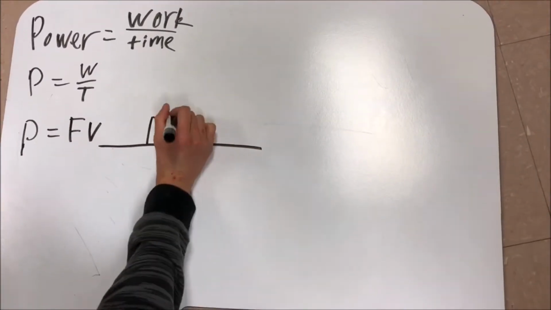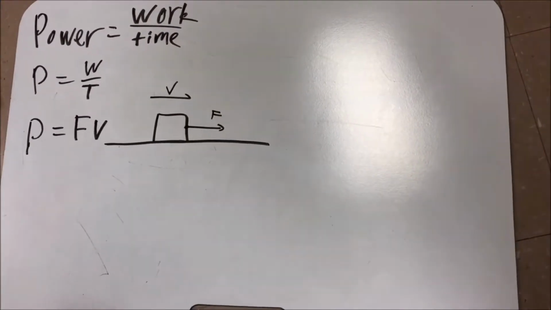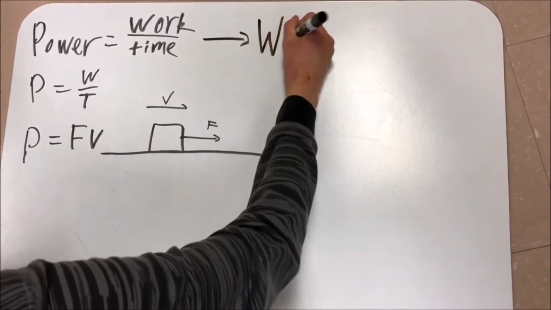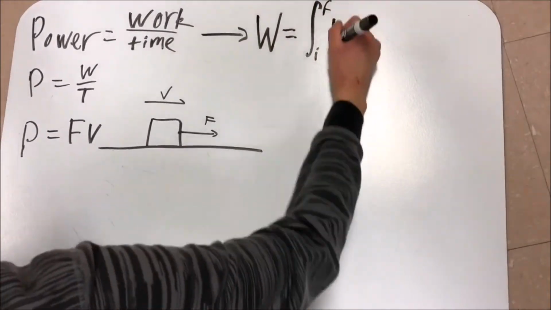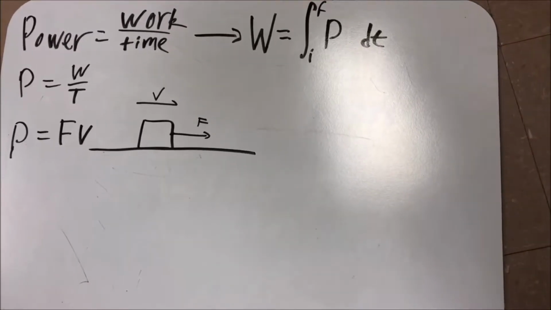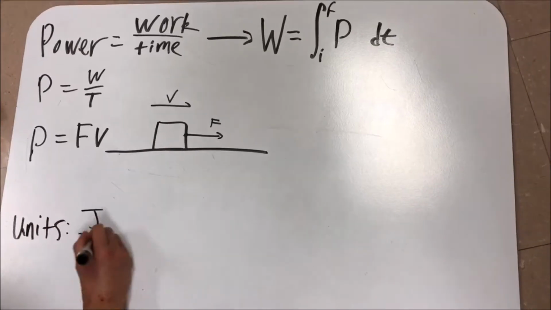A formula that comes in handy sometimes is that power is equal to the force on an object times the velocity of that object. If you know the power being done by a force, you can find the work that it does by integrating P dt, where P is power as a function of time. The unit of power is joules per second, equal to 1 watt.